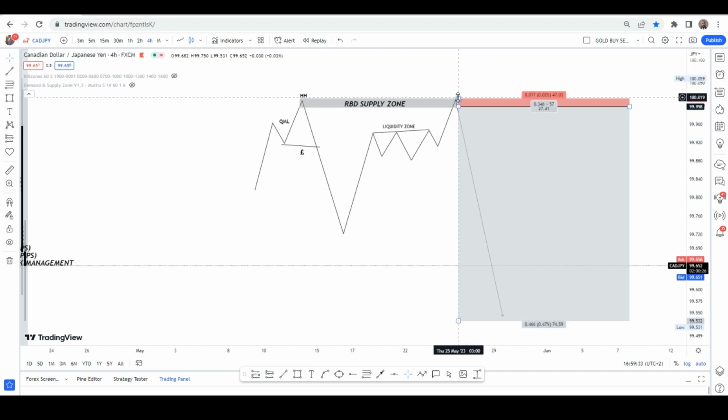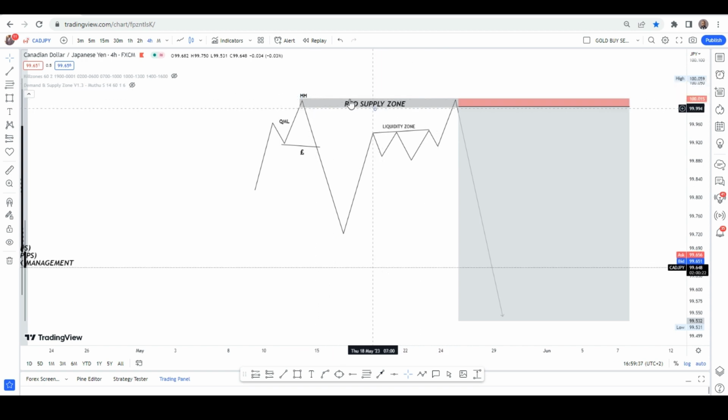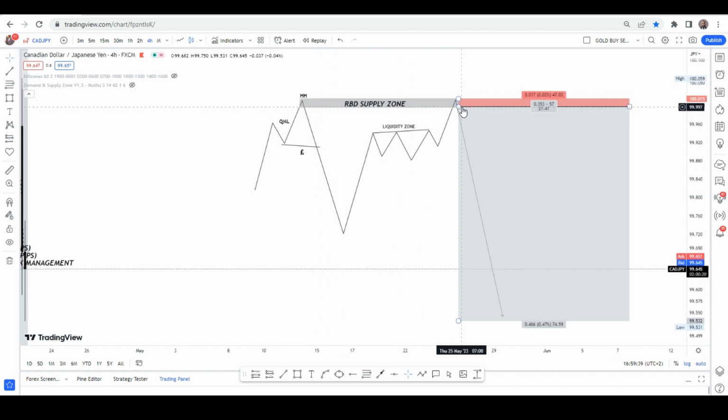So when the market comes here, make sure you wait for all the right confirmations and make sure that the market comes nicely into this zone there. Then you can actually take the trade.